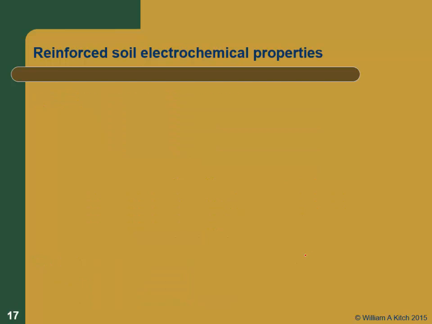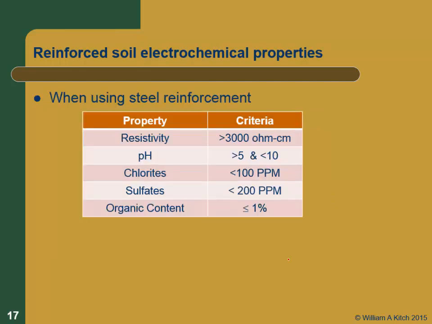And electrochemical properties. The electrochemical properties depend on what kind of reinforcement you're using. If it's steel, there's a lot more issues with corrosivity. So if it's steel, you're going to have to check its resistivity and pH. You can check for chlorates, sulfates, and the organic compounds. And these are criteria limits that come directly out of your design guidelines from the FHWA.